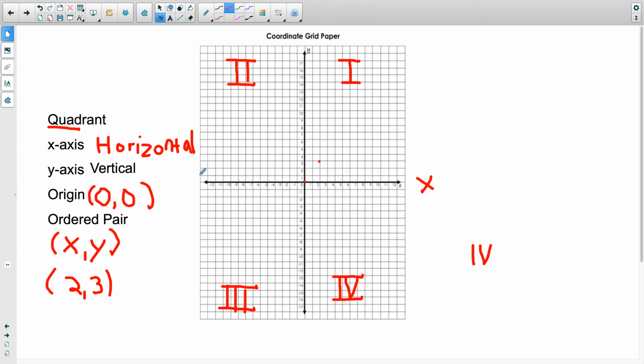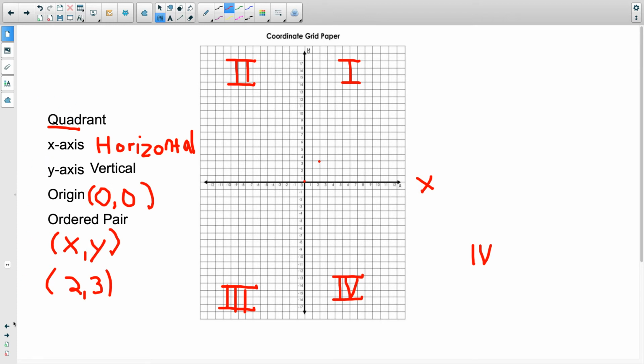So those are the main words you need to know today. You need to know how to number your quadrants. You need to know that this is your y-axis. It goes up and down. This is your x-axis. It goes left and right. The middle is your origin, and that's at 0, 0. And an ordered pair, which is written in the order x, y.